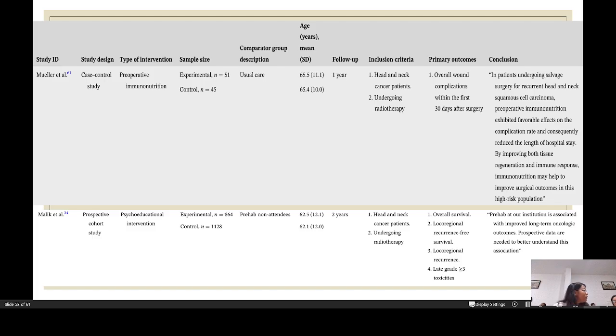What do you mean by immunonutrition? Ma'am, we can include the albumin and the transferrin for the immunonutrition treatment. Transferrin, is it?